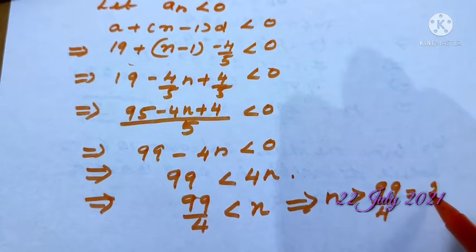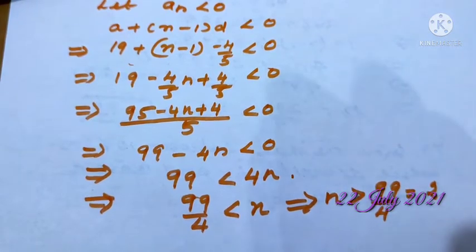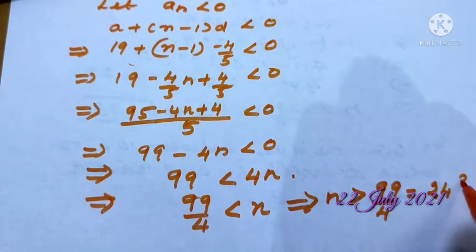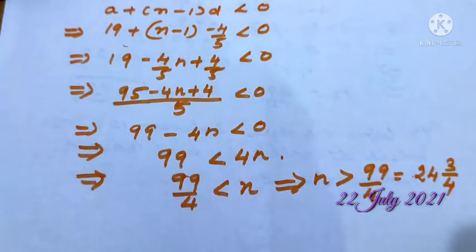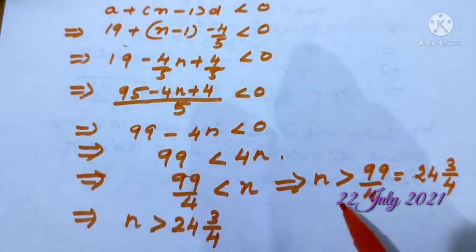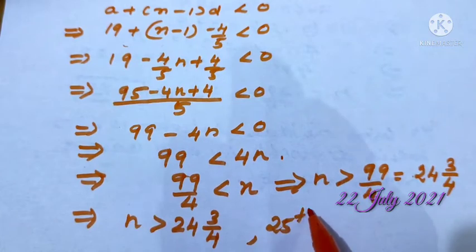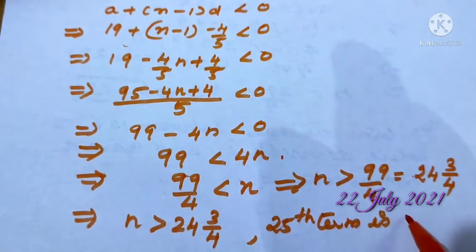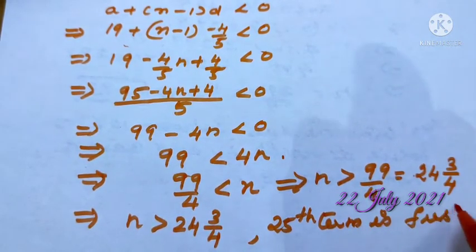If you simplify, 24 will come and 3 is the remainder. So n greater than 24 integer 3 by 4. So n must be greater than that. So what is the next term? The 24th term is not negative, it's a fraction, so the next term, the 25th term, is the first negative term.